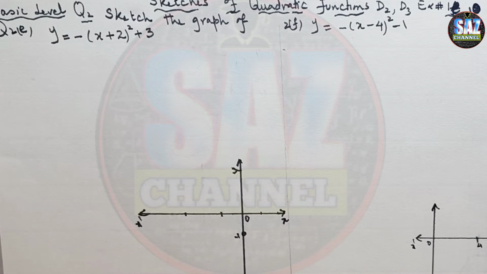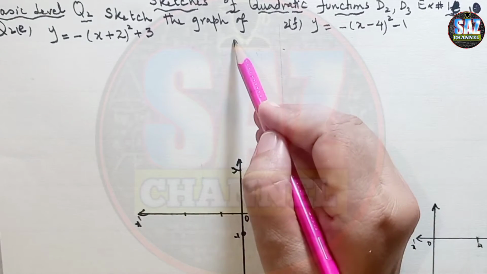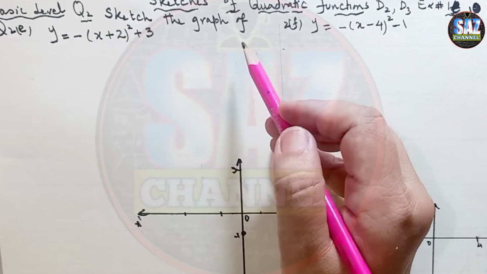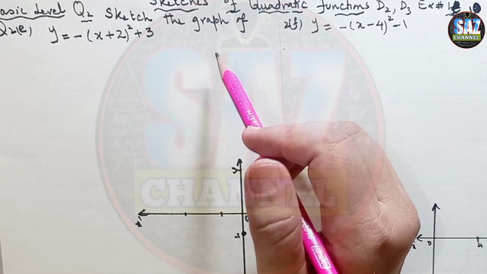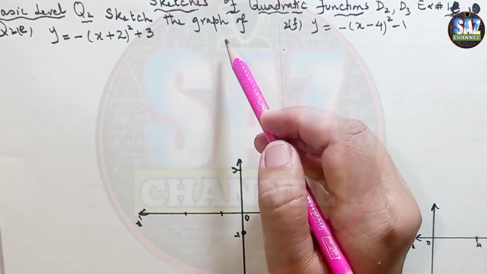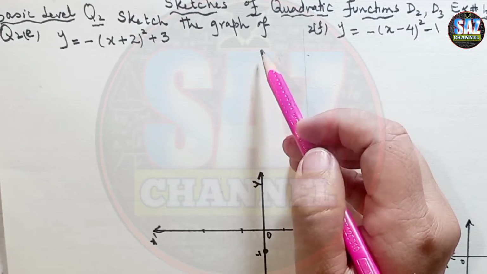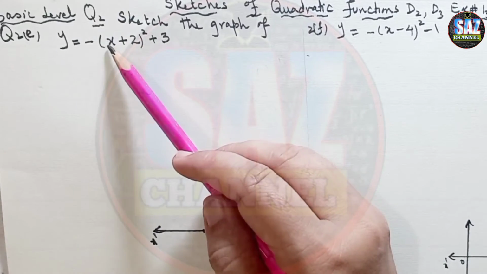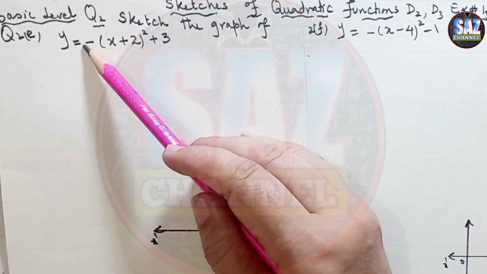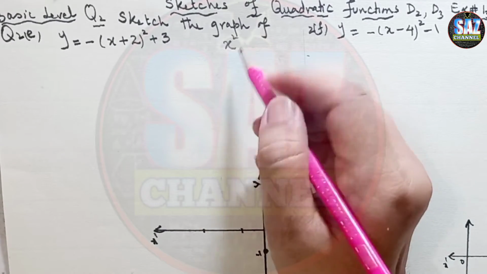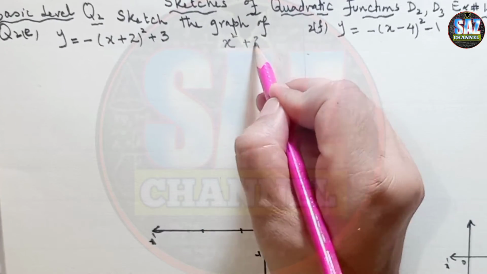In this lesson, I will be learning how to sketch the graph of the equation of the form x minus p whole square minus q, or minus x minus p whole square minus q. So recall my previous lesson, what are the basic steps to sketch these types of graphs. The first step is that we have to identify and observe the coefficient and the sign of the square term, whether it is positive or negative.